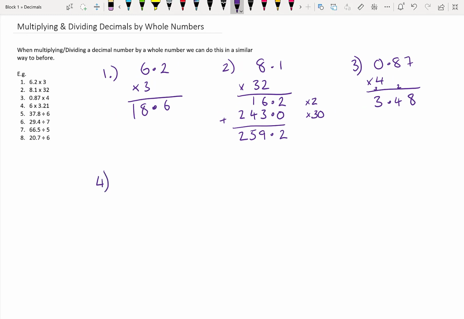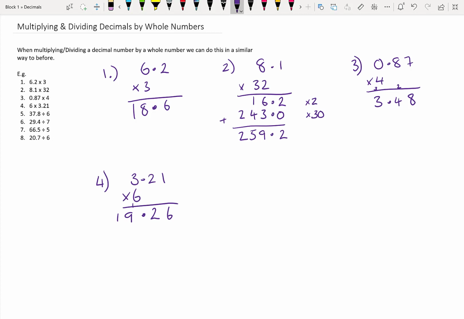Moving on to the fourth one, I've got 6 multiplied by 3.21. Now again, I've got one whole number and one decimal, but this time they're back to front. And I need to make sure that I'm writing my decimal on top. So I've got 3.21 multiplied by 6, like that. Put my decimal point underneath in my answer, and I can go from there. So 6 times 1 is 6, 6 2s are 12, write down my 2, carry my 1, 6 3s are 18, plus the 1 I've carried is 19, and that's me running out of sum, so I can just write it down.